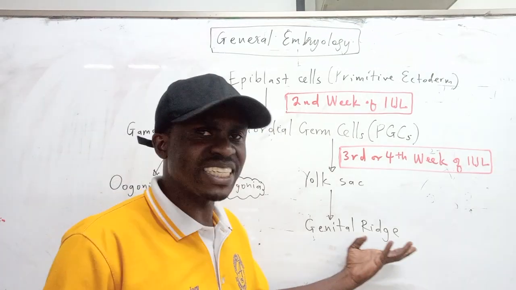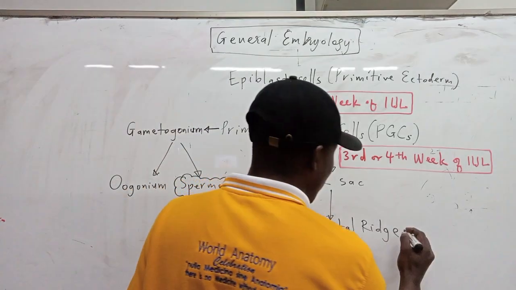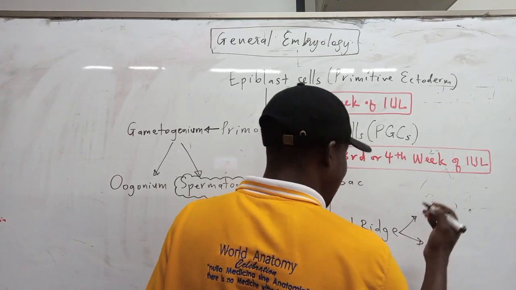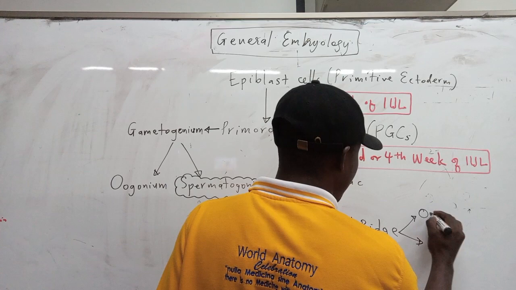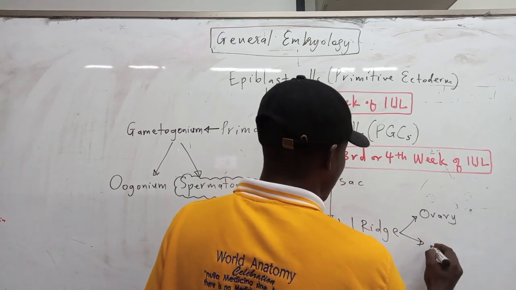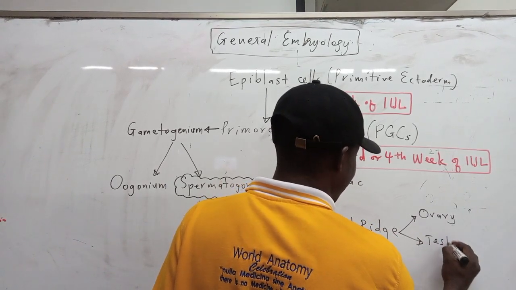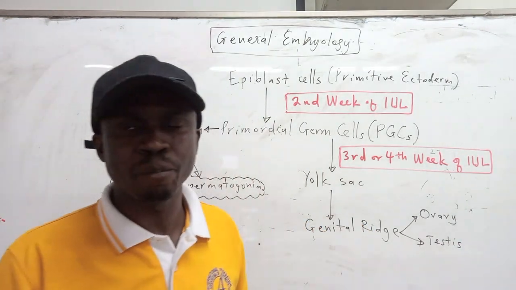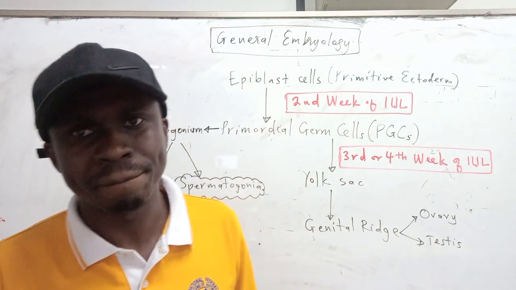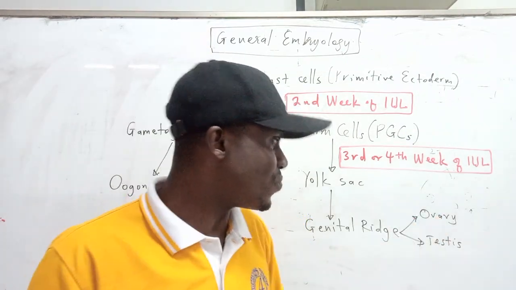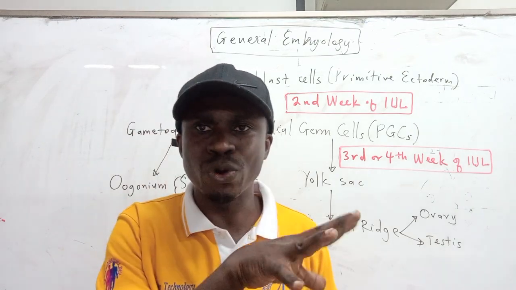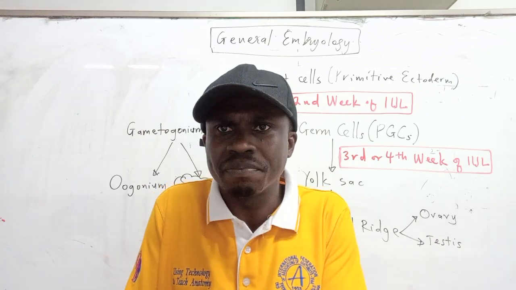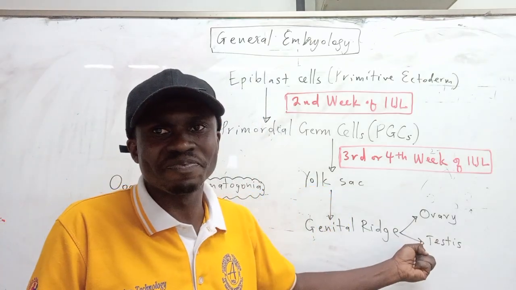Because my friends, this genital ridge is the one which will have two fates. In the case of the female, it will become the ovary. In the case of the male, it will become the testis. And that is why we say that the ovary and the testis are homologous structures. Why? Because they have the same developmental origin.